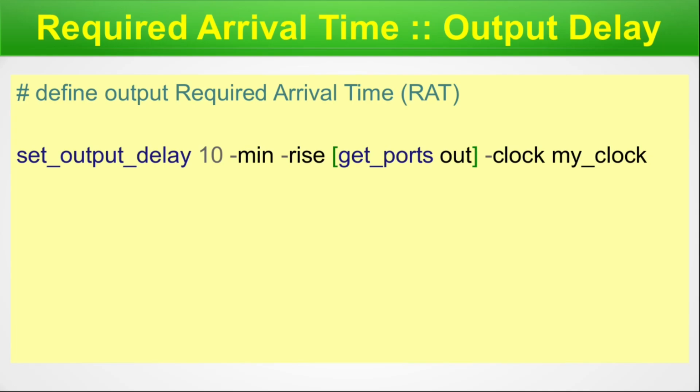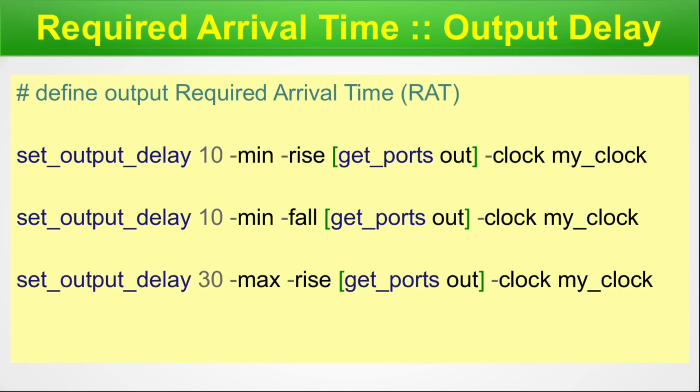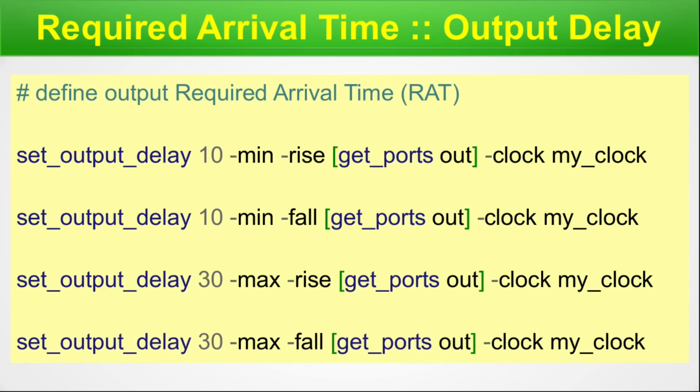So here we are getting all the ports with out name and applying the delay of 10 for rise transition. Set output delay 10 minimum, and for fall transitions get ports, we get all the ports here through this command for out, and we set clock as my clock. Now we are going for the max ones. Set output delay 30 max, then for rise transition, and we use the get ports and clock is my clock. Set output delay 30 max, and then for fall transition and get ports for out and clock for my clock.